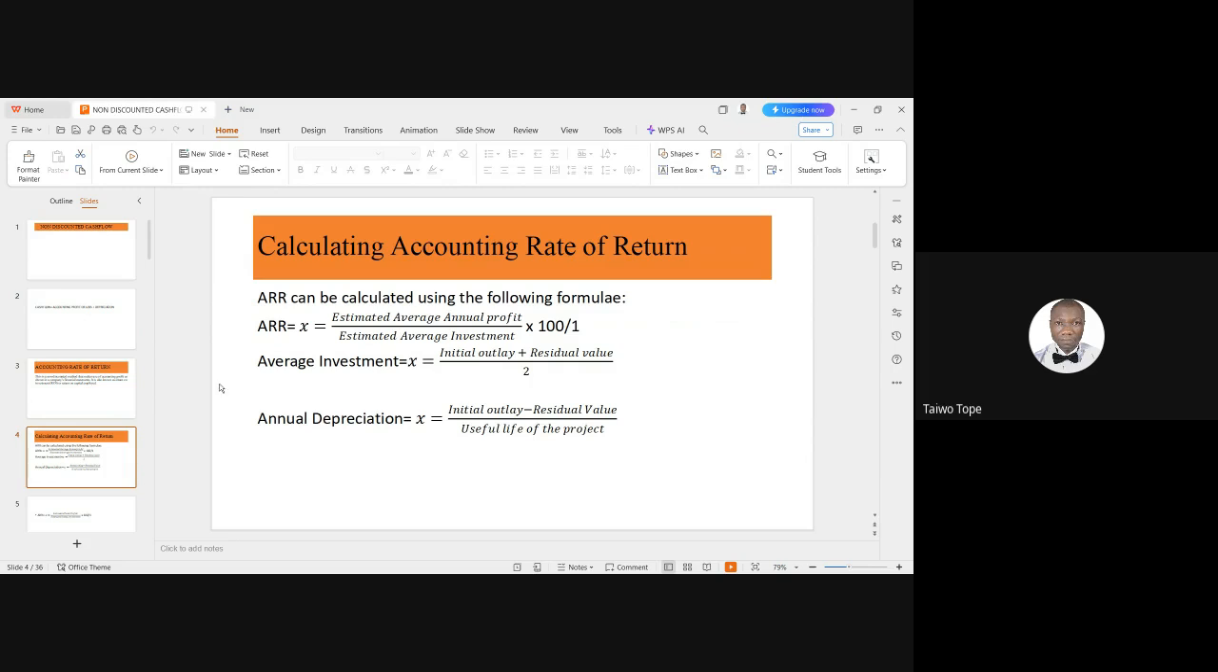That is the estimated average annual profits divided by estimated average investment multiplied by 100 over 1. How do you get your estimated average investment? It is your initial outlay plus your residual value, divided by 2. And your annual depreciation is your initial outlay minus residual value, divided by the useful life of the project.